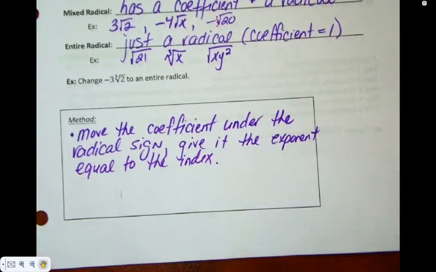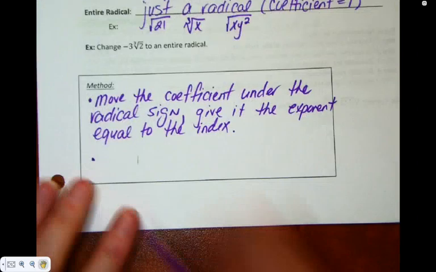That's why we practice the vocabulary, so you would know what an index was. And again, if you're not a wordy person, this probably means nothing. Don't panic when I do the example. You'll see what I mean. So move the coefficient under the radical sign. Give it the exponent equal to the index. Step number 2, simplify.